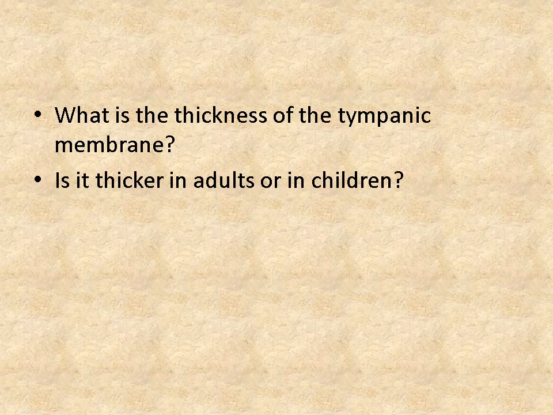Why is it thicker in children? Because they have a narrower external auditory canal, and as they grow, it widens, and so the tympanic membrane is more stretched and thus gets thinner as they grow.